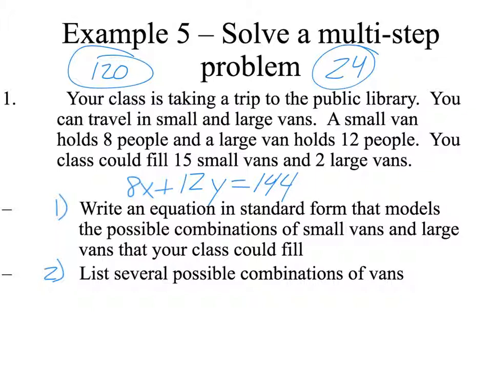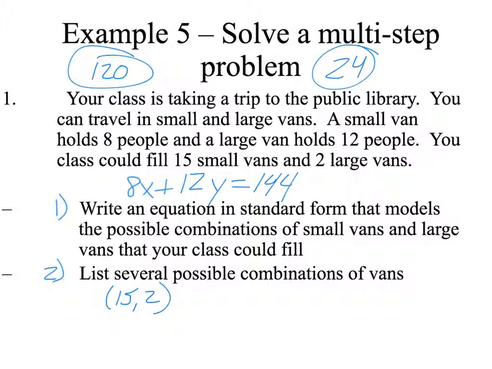That's how you would get the equation. Your total is the total number of people you're taking. You can fit 8 people in the small van. You can fit 12 people in the large van. Several possible combinations. Okay, we know that one combination is 15, 2. That was given to us. They could take 15 small vans and they could take 2 large vans together. I keep getting those mixed up.